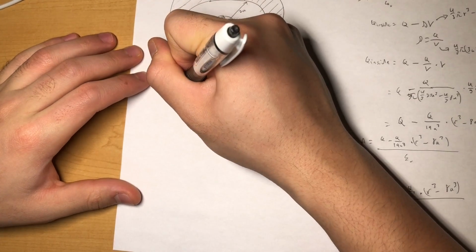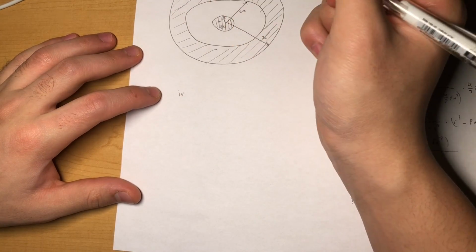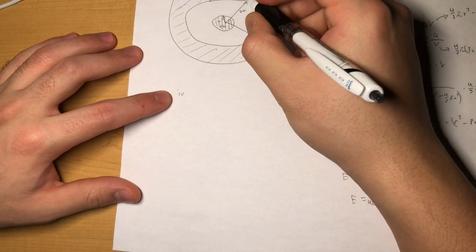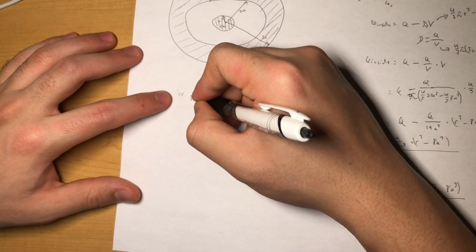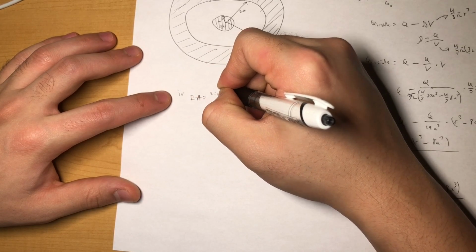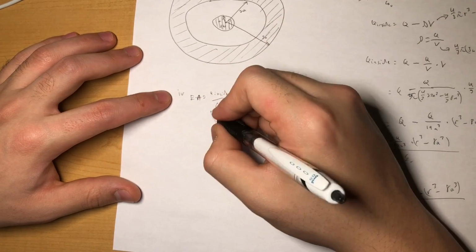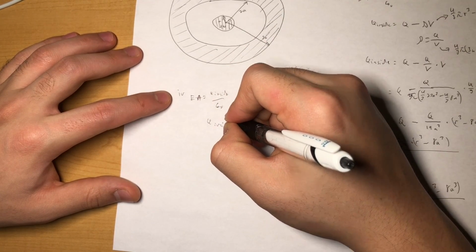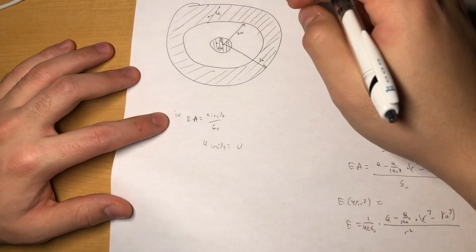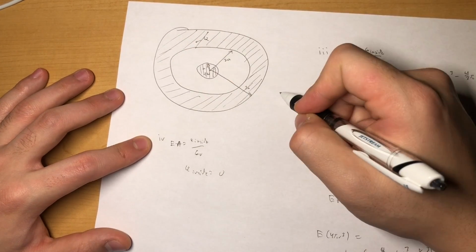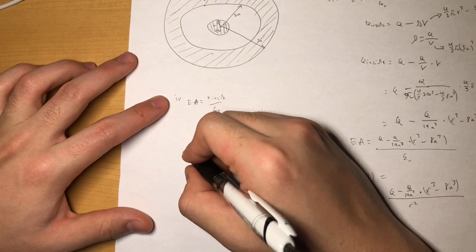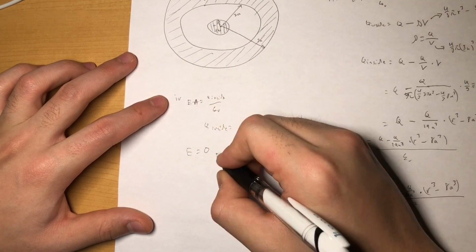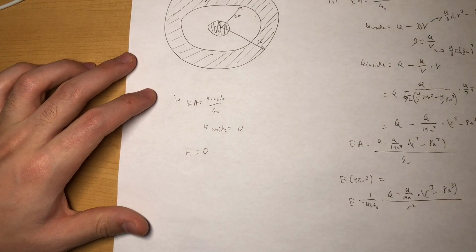Part 4 again becomes much more simple. So now the net charge outside for EA equals Q inside over epsilon naught. Q inside is now equal to 0 because the net charge is 0 from when you add these two charges and you're outside of the spherical shell. So you plug it in, E is equal to 0. So that is part A of this question.